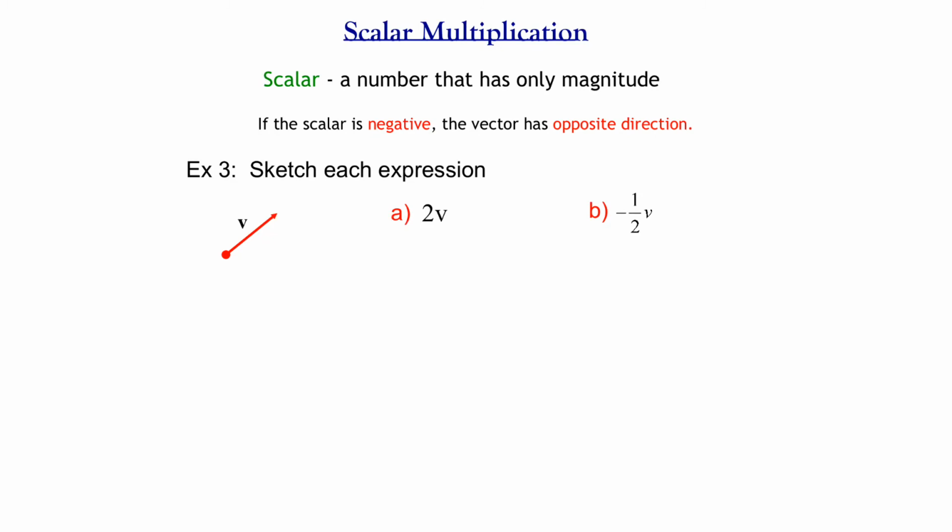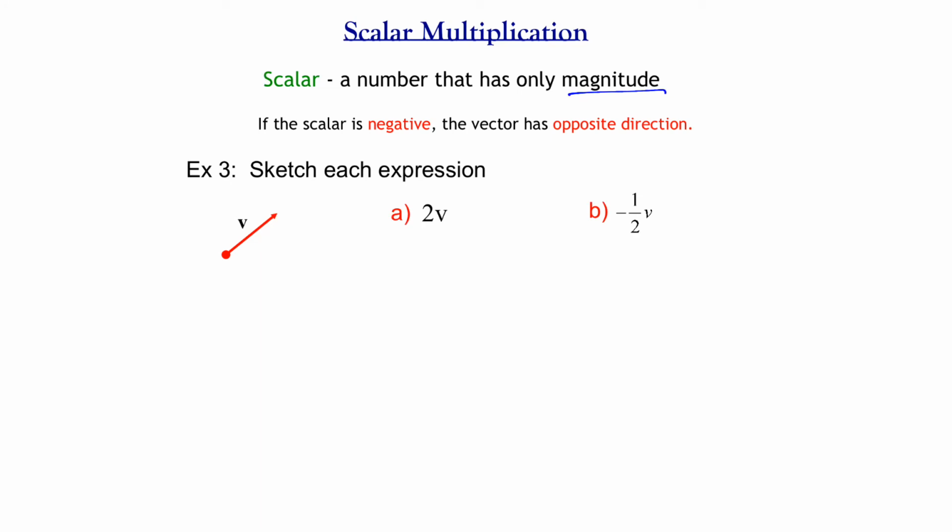Alright, and the last operation we're going to look at is called scalar multiplication. Scalar multiplication is a number that has only magnitude. If the scalar is negative, the vector has opposite direction from what we just talked about on the last slide. So scalar, once again, only has to do with the magnitude of the vector.